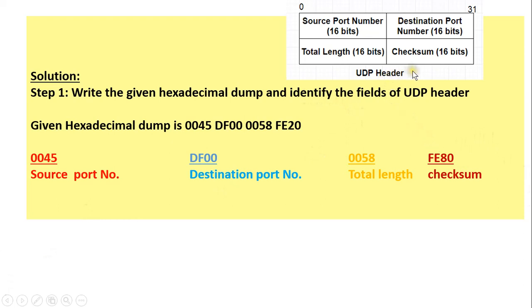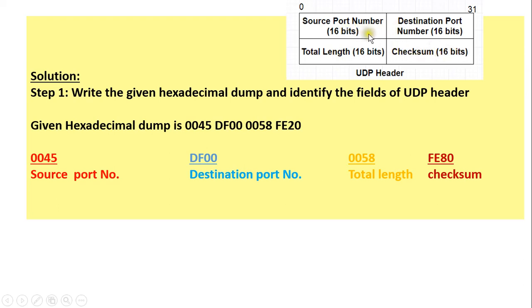The UDP header has got 4 fields, each field with 16 bits. The first field is source port number of 16 bits. The second field is destination port number of 16 bits. The third field is total length field of 16 bits, and the fourth field is checksum field of 16 bits.